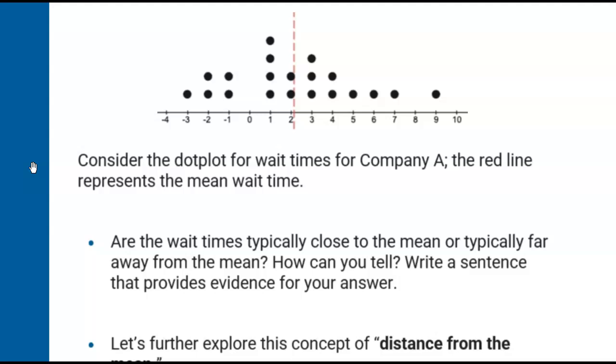So with your table, you're going to write a sentence, and you're going to write it on page 16, where we were yesterday. So open your notebook, page 16, and write your answer as a table. Decide, is it typically close or typically far for company A? Okay, I'm going to put a timer.